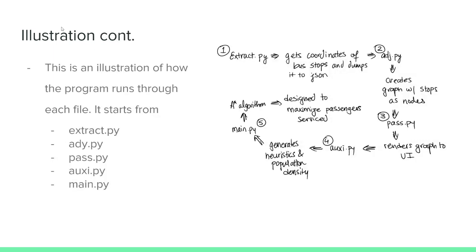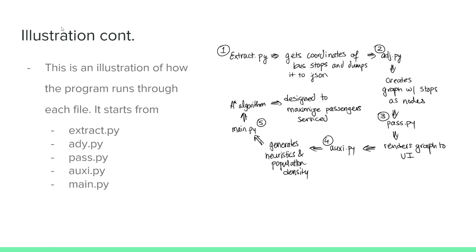Moving on to this slide, this is the illustration of the entire project being implemented. We initially execute the extract.py file, which extracts the coordinates out of a database or CSV file and writes the coordinates data with the names to a JSON file. Then we move on to the execution of the adj.py file, which creates a graph data structure as an adjacency list of the coordinates, and we have the rendered graph data structure so that it can be displayed on the screen by the pass.py file being executed.